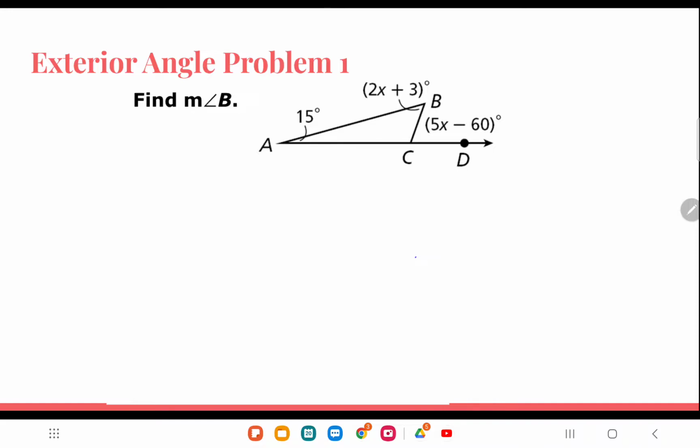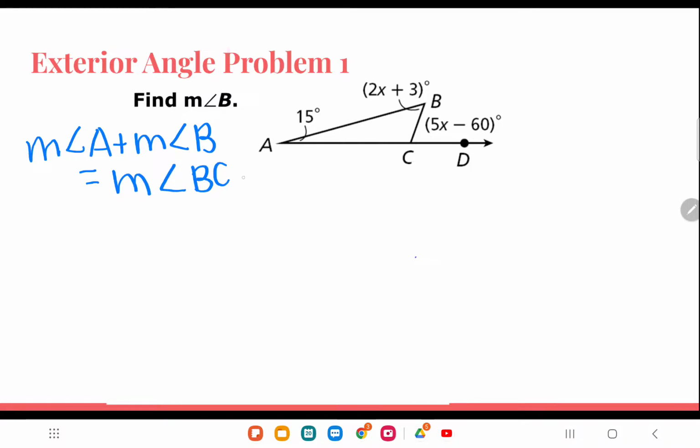Okay, here is an exterior angle problem. Now, we want to remember that the interior angles of a triangle add up to 180 degrees. However, the exterior angles of a triangle are equal to the sum of the two remote interior angles. So the measure of angle A plus the measure of angle B is going to be equal to the measure of angle BCD.